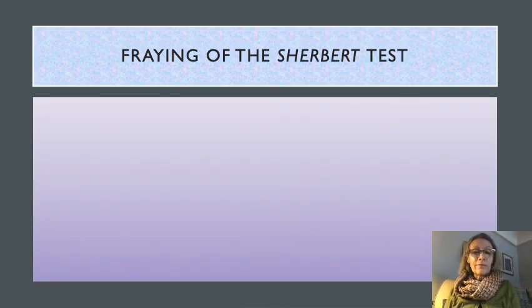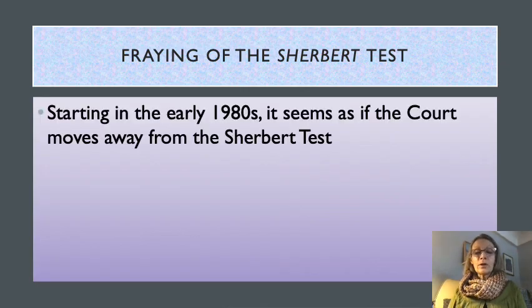Just as we see with the valid secular policy test, you can see that the court is changing their thinking about whether it's a good test to employ in free exercise clause cases. We see that same thing happening in the 1980s with the Herbert test. Starting in the 1980s, it seems as if the court is starting to move away from the Herbert test, that maybe they think it's giving too much protection to people to exercise their religious beliefs, and not giving the state enough power to regulate behavior.